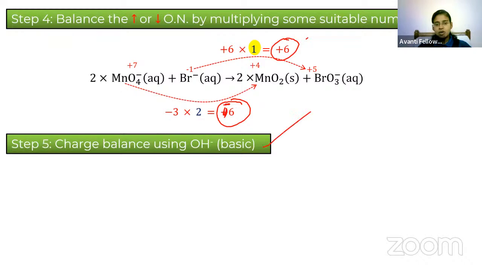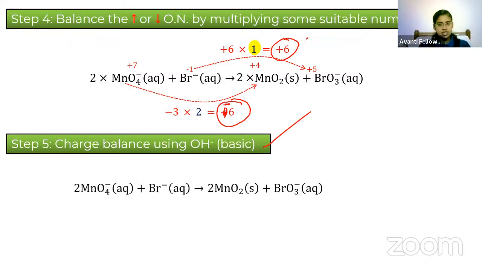So why are we adding OH minus? In the question, it is mentioned that the medium is basic. So that's why we are adding OH minus. While adding OH minus, you have to add it to the right hand side of the equation. So I'm going to add 2 OH minus here.